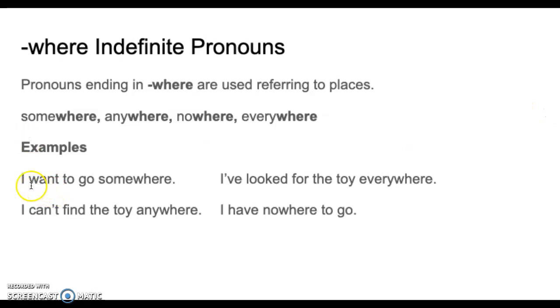Okay, so here are some examples. I want to go somewhere. My indefinite pronoun is somewhere. I've looked for the toy everywhere. My indefinite pronoun is everywhere. If I broke that apart, it'd be every where. I can't find the toy anywhere. The indefinite pronoun is anywhere. If I broke it apart, it'd be any where. Then I have nowhere to go. My indefinite pronoun would be nowhere.